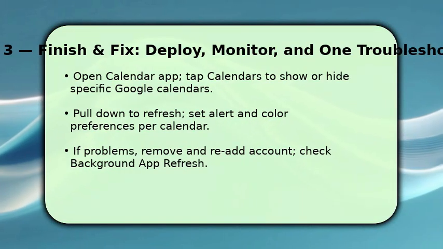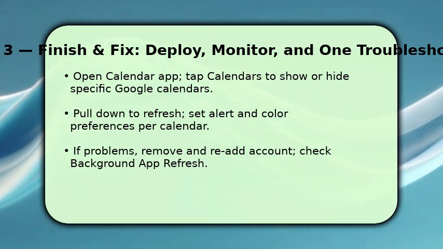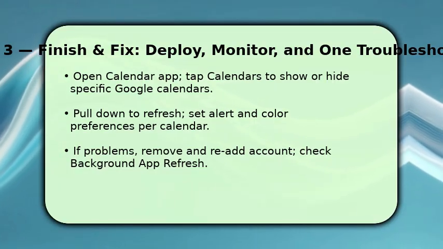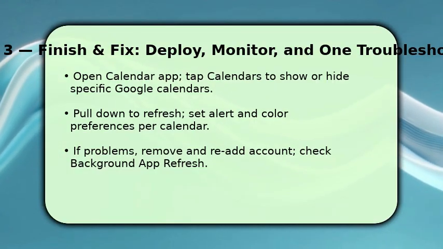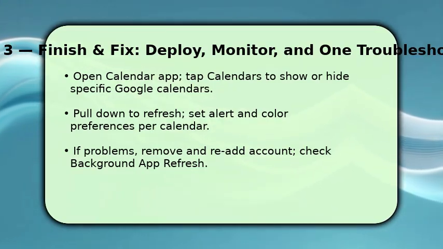Finish by opening the Calendar app and tapping Calendars at the bottom to ensure the Google calendars you want are checked. Unchecked calendars won't show events. Pull down to force a refresh and verify recent events appear. Then customize alerts and colors so you recognize event sources.